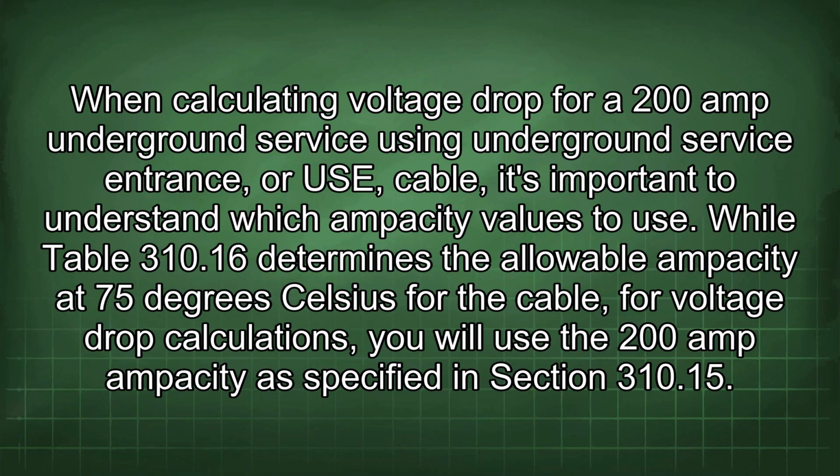When calculating voltage drop for 200 amp underground service using underground service entrance or USE cable, it's important to understand which ampacity values to use. While Table 310.16 determines the allowable ampacity at 75 degrees Celsius for the cable, for voltage drop calculations, you will use the 200 amp ampacity as specified in section 310.15.